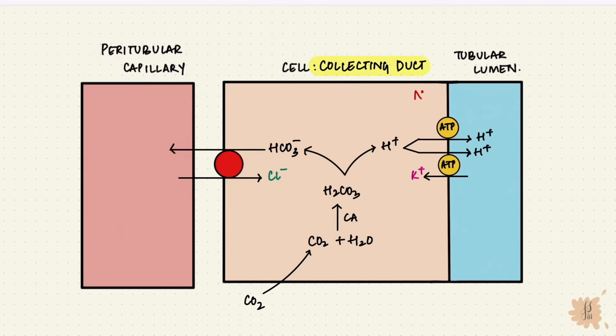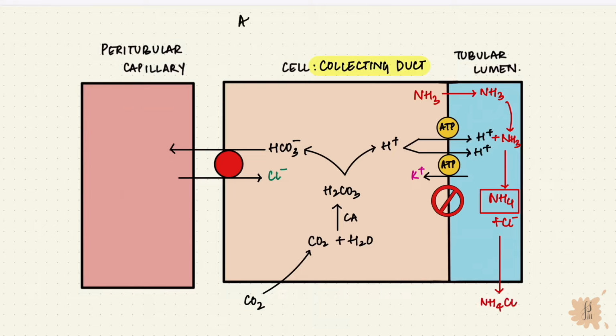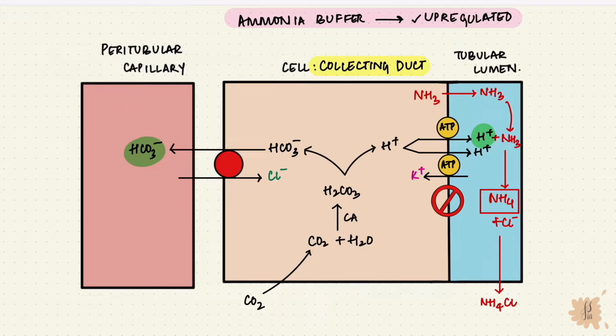The collecting ducts are permeable to ammonia. So ammonia can diffuse into the tubular lumen, bind with the hydrogen ion that's been secreted to form ammonium. But ammonium cannot go through the luminal membrane, so it gets conveniently trapped in the lumen. This is called diffusion trapping. So it binds to chloride, forms ammonium chloride, and gets eliminated. It's this ammonia buffer system that can be upregulated when needed, like in long-term chronic acidosis. So secretion of hydrogen ions and reabsorption of bicarbonate go together.